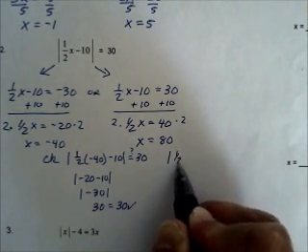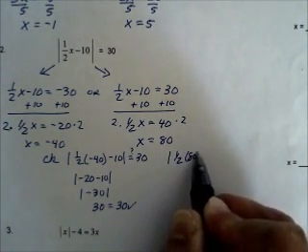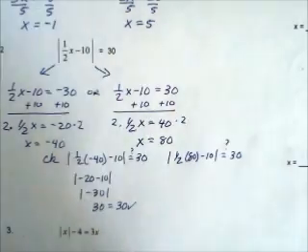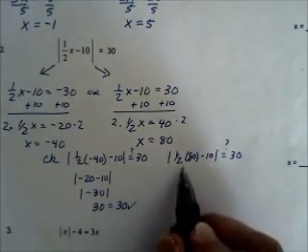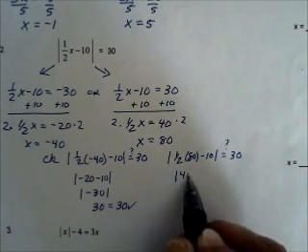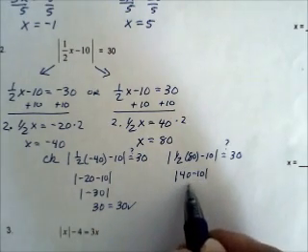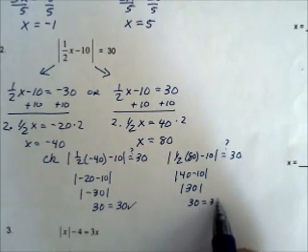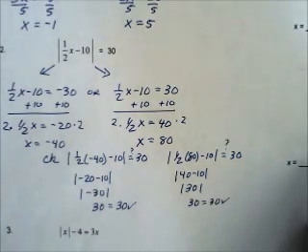The absolute value of 1/2 times 80 minus 10. 1/2 of 80 is 40. 40 minus 10 is 30. And the absolute value of 30 is 30. So both check. So we have as a solution set negative 40 and also 80.